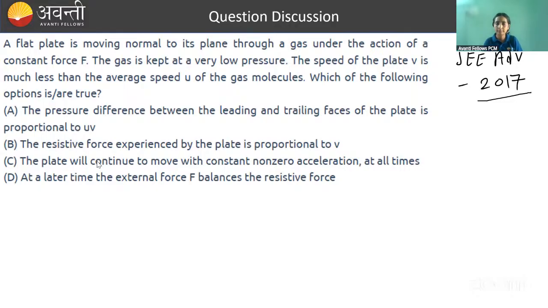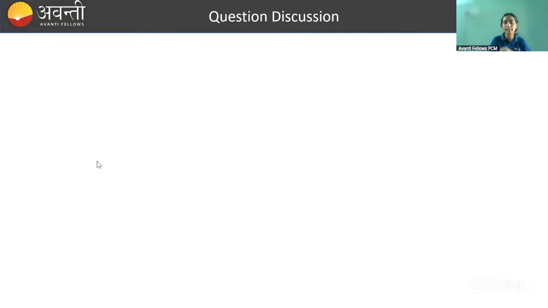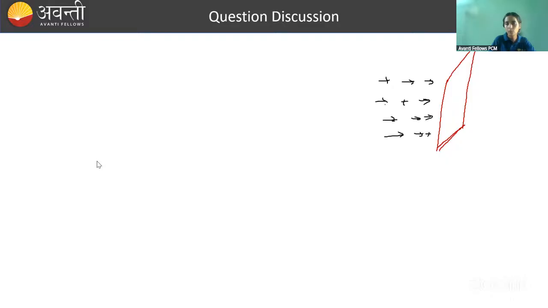ओके, लेट्स डिस्कस द क्वेश्चन. क्वेश्चन ये कह रहा है हमारे पास एक प्लेट है, ठीक है. So let's first draw the plate. प्लेट कुछ ऐसा है, and what is the case? This plate is moving in a container full of gas. So there will be gas particles coming like this, है ना, from this side, and also they will be striking the plate from this side. ठीक है. So from both sides, attack of gaseous atoms will occur.